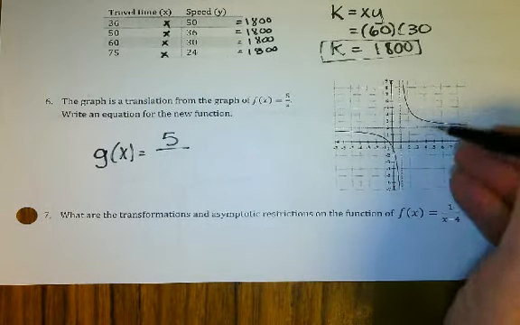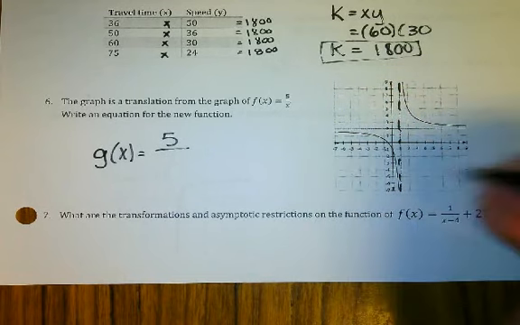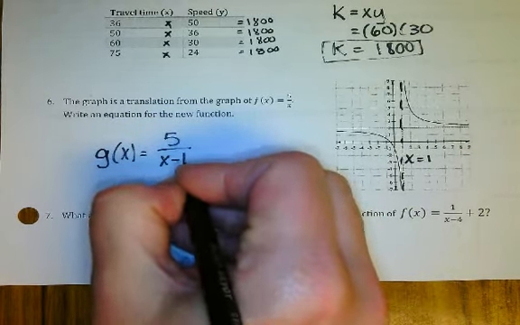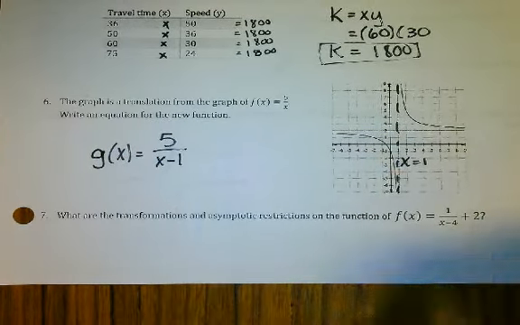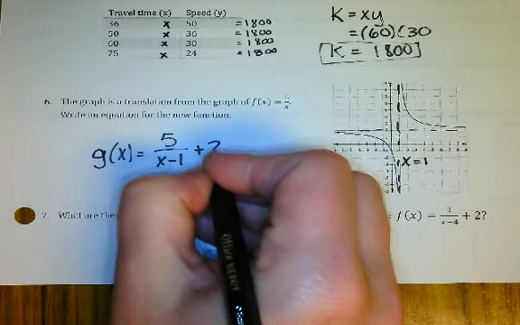Now, it's all about the asymptotes. So I can tell that this vertical asymptote is at x equals 1. So down here, that's going to look like x minus 1 because it moved to the right. Now, the horizontal asymptote went up 2, so plus 2.